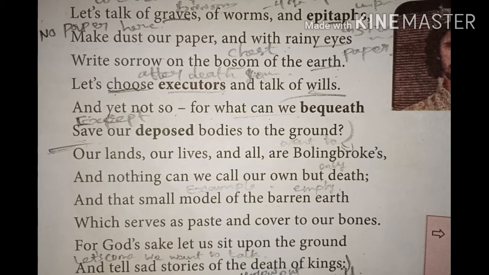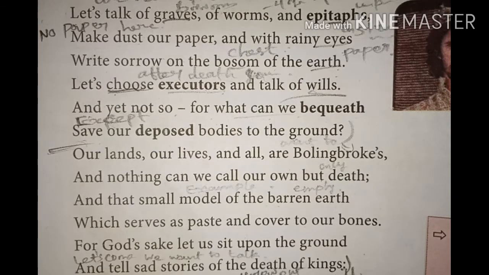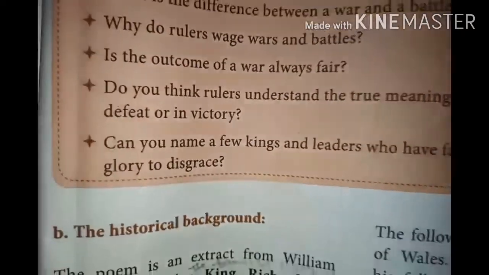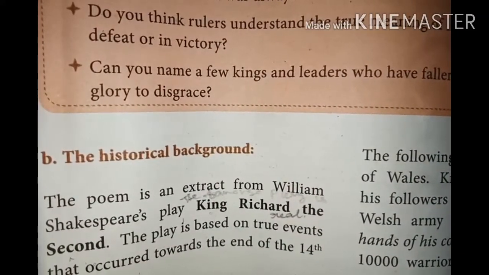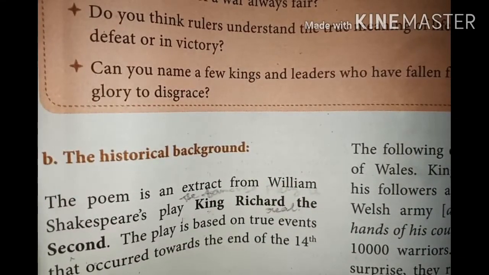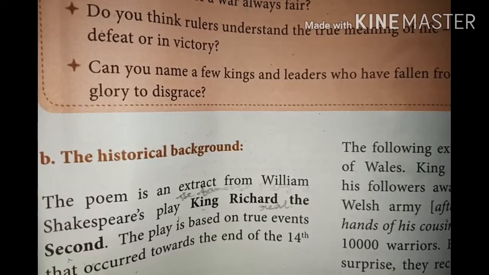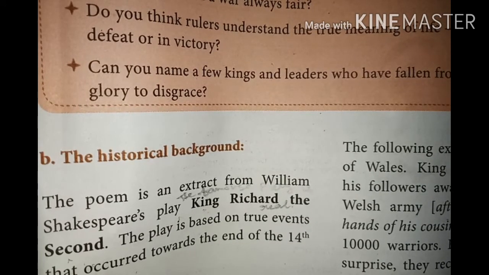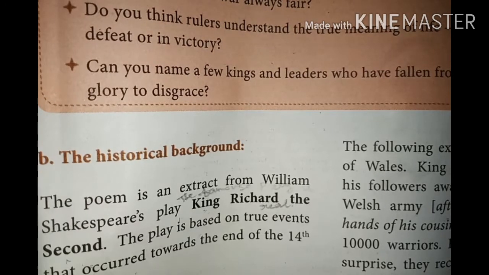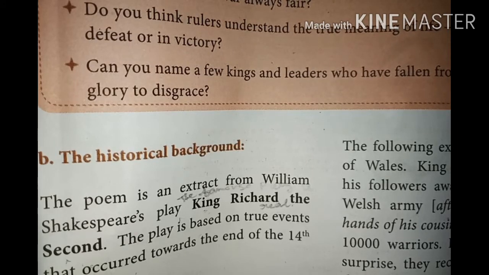Okay, and also the background of this poem. Just listen here. Actually, "The Hollow Crown" is taken from the play Richard II. The play is based on a true event at the end of the 14th century. King Richard was crowned King of England in the year 1377 at the age of just 10 years old. King Richard, Richard II.